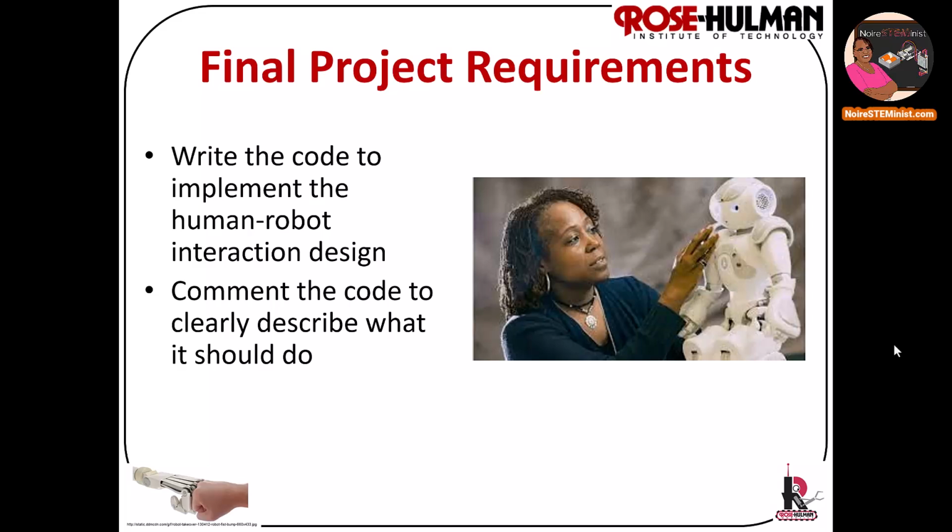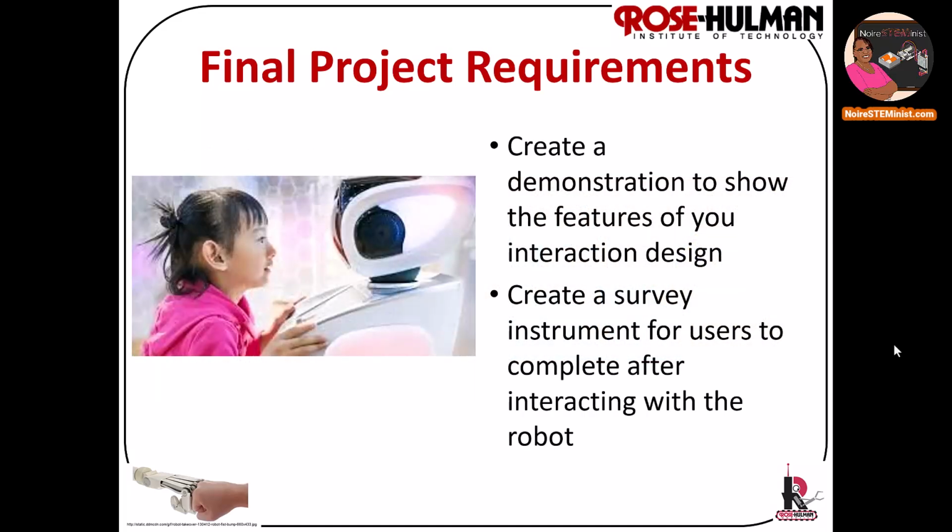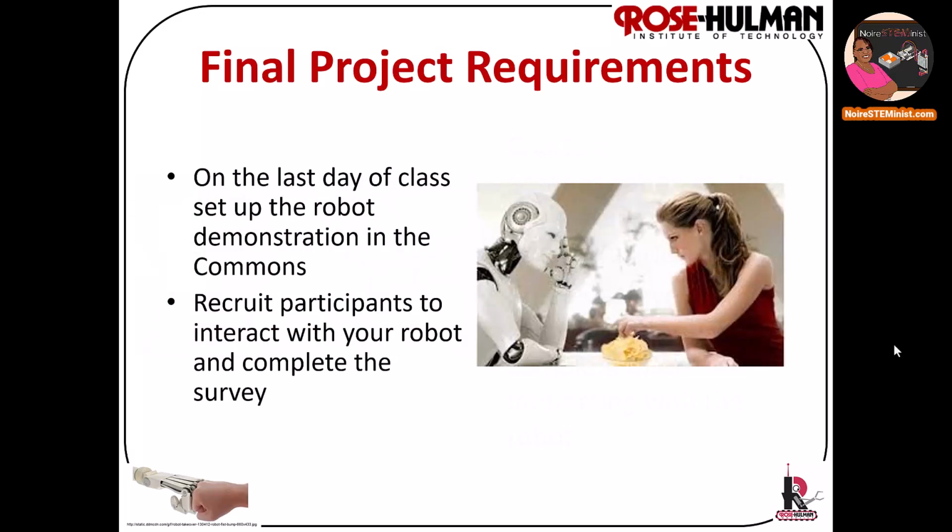The final project requirements include writing the code to implement the human-robot interaction design, commenting the code to clearly describe what it should do, creating a demonstration to show the features of your interaction design, having at least 5 participants in the commons area walk up and interact with your robot while they complete a survey at the end. So you have to create a survey instrument for users to complete after interacting with the robot. Then on the last day of class, set up the robot demonstration in the commons, recruit participants to interact with your robot, and complete the survey.